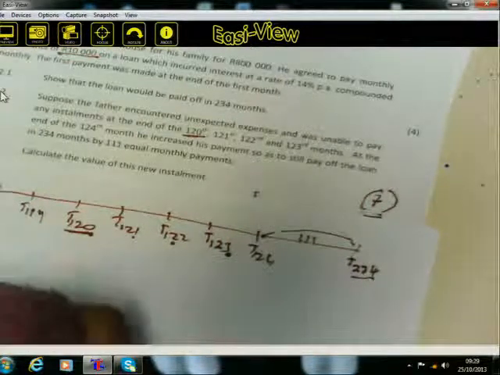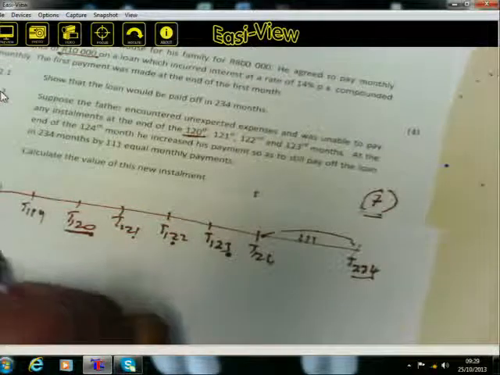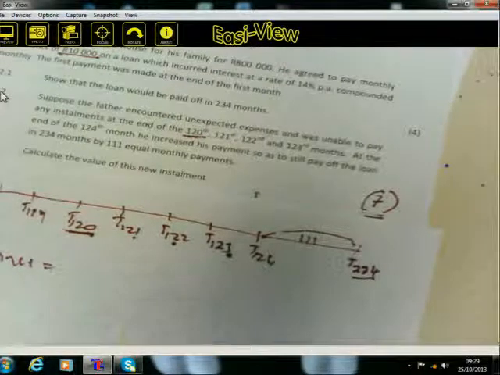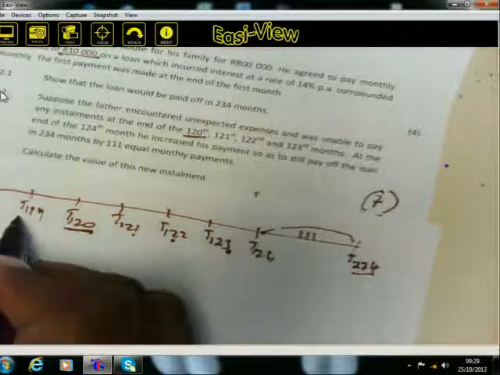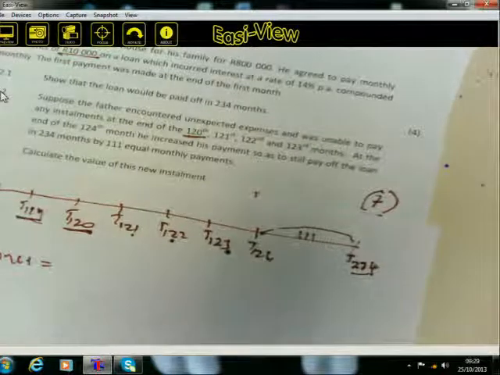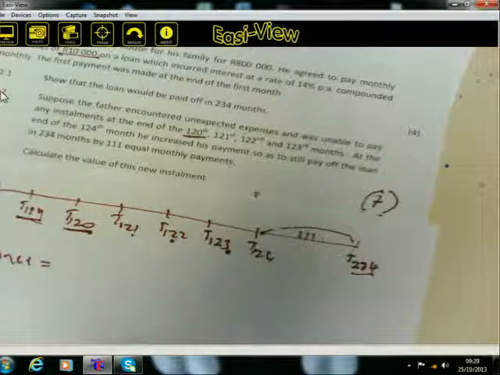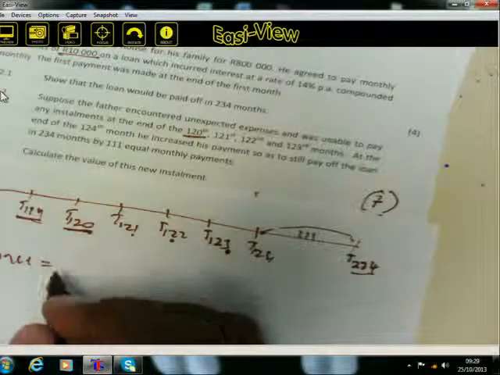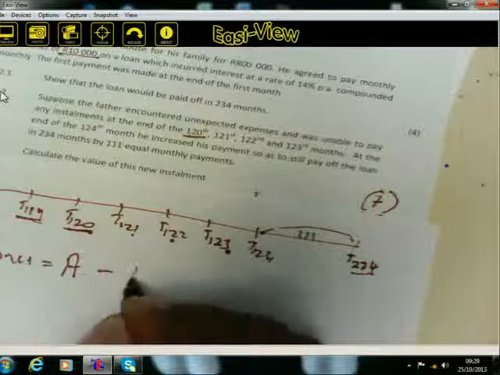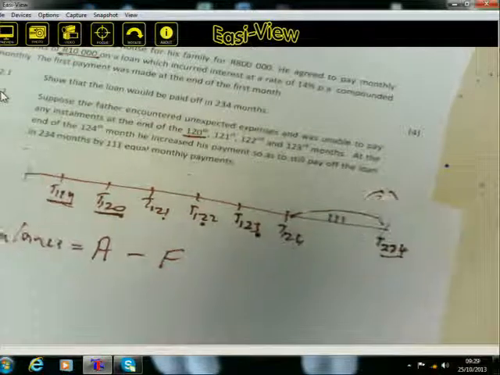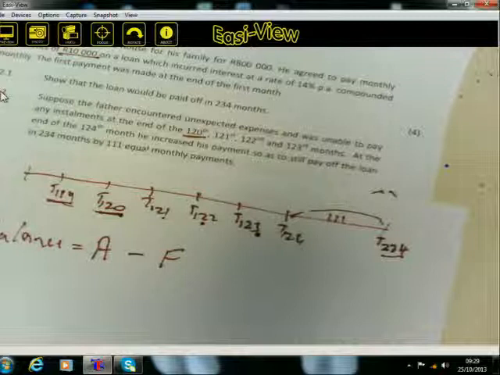Now, we agree, good people, that you must find what? The balance. You must start with the balance first to see what is the balance at this point here. What is the balance before the father can settle the loan? Is that correct? Now, how do we calculate the balance? Like we said, the balance here is A minus what? A minus F. That is the compound minus the future.